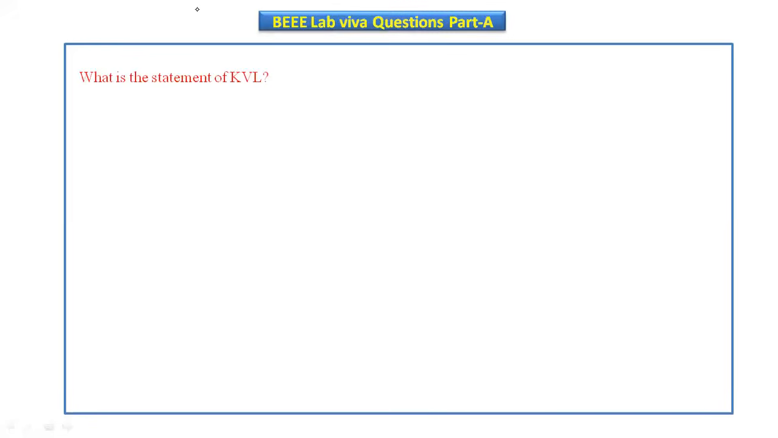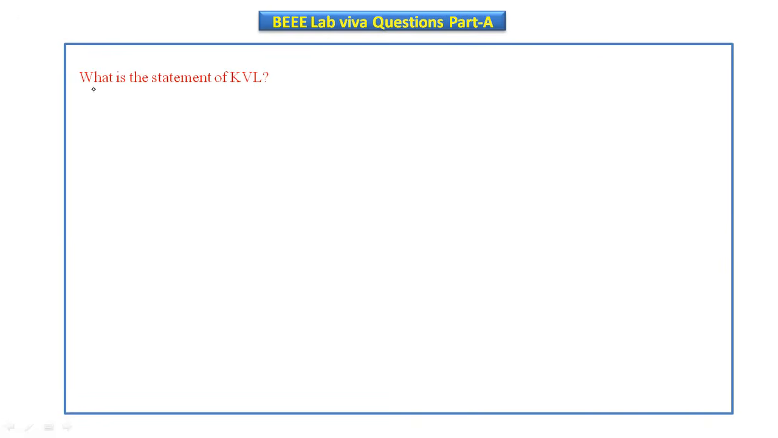Hello everyone. Today we are going to discuss the BEEE Lab viva questions for the Part A experiments. In the Part A experiments, we have the verification of KCL, KVL, Thevenin's theorem, Norton's theorem, reciprocity theorem, superposition theorem, and maximum power transfer theorem. For these, we will discuss the viva questions with solutions.